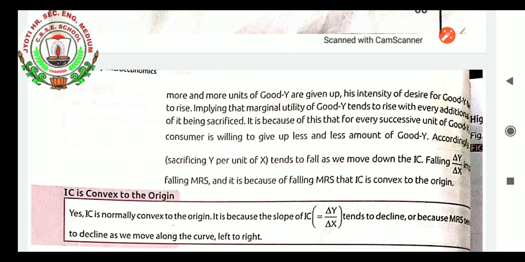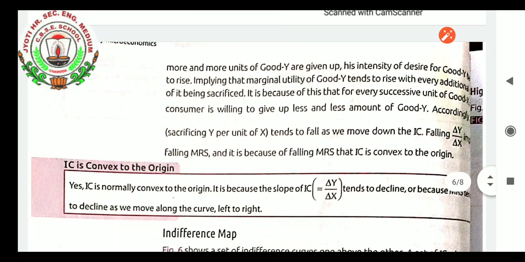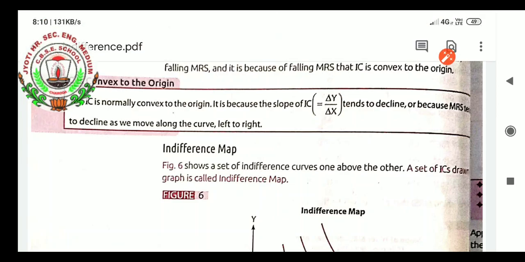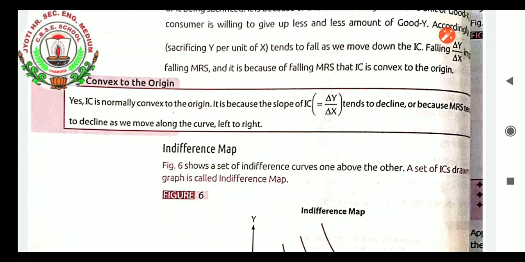Accordingly, the sacrifice of Y per unit of X tends to fall as we move down the IC. A falling change in Y upon change in X implies a falling MRS, and it is because of the falling MRS that the IC is convex to the origin. Why is the IC convex to the origin? If the question is asked, you write this simple sentence and the answer will be complete. Yes, the IC is normally convex to the origin.